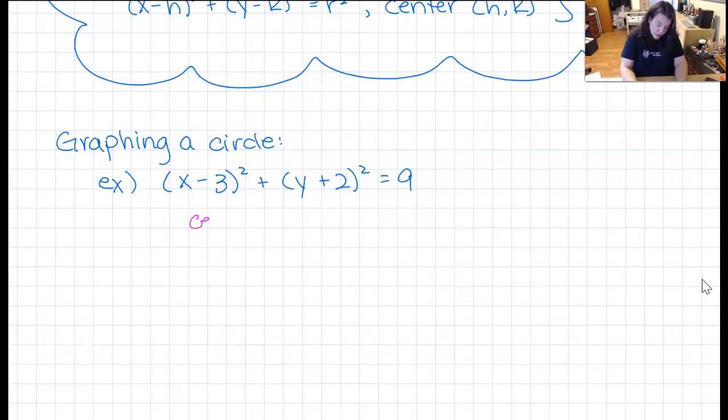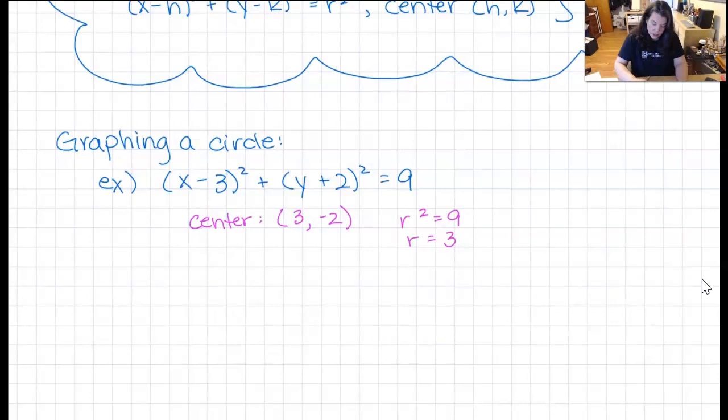So the center. It looks like a negative 3 because it says x minus 3, but remember, change the sign, so it's going to be positive 3. It says y plus 2, so we're going to change the sign. Negative 2, there's your center. You don't have to do any work there. And then remember, r squared is 9, so that means r is 3. You always have to take the square root of what's there. So now we have the radius.